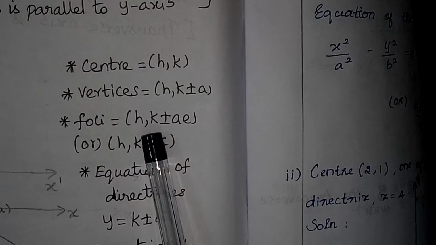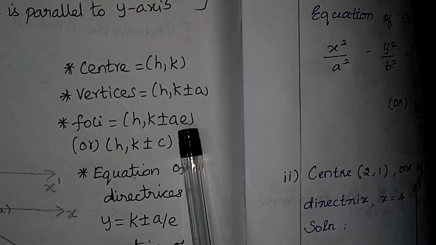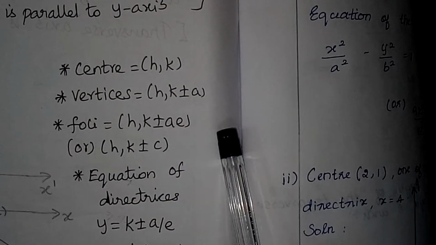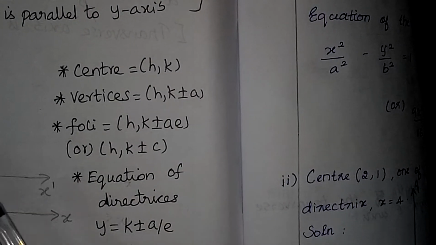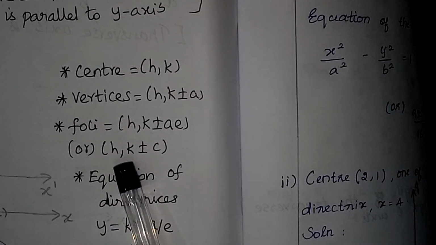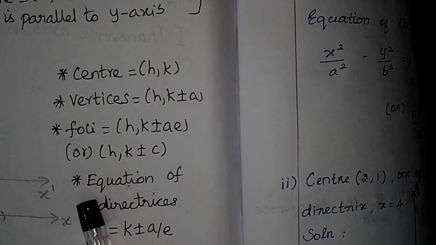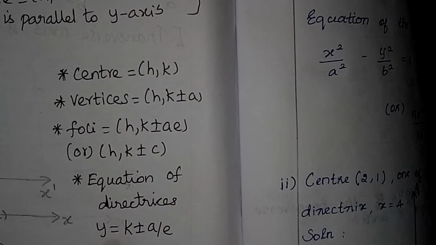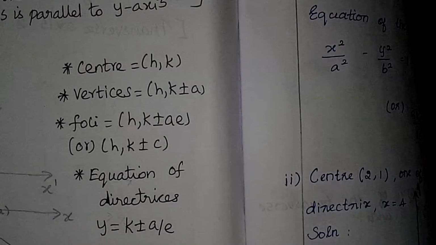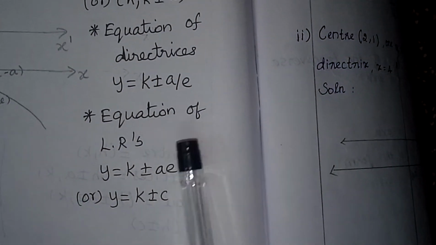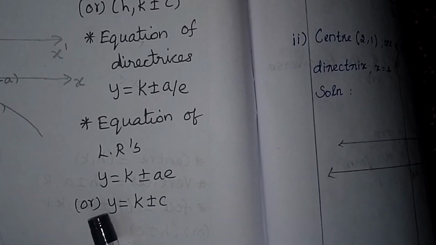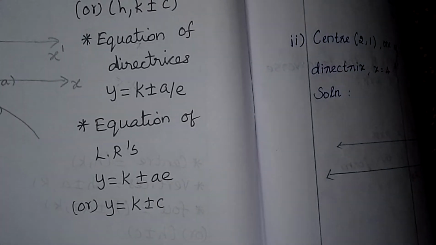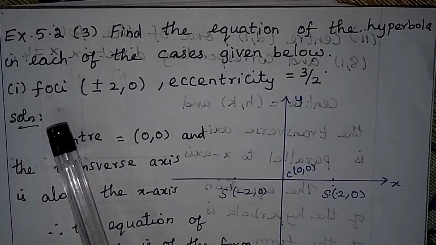Then the foci are (h, k plus or minus ae). Everything will be added along with the k value. First type means everything will be added along the h value, the x value. Or (h, k plus or minus c). Equation of directrices is y equal to k plus or minus a by e. Then equation of latus rectum is y equal to k plus or minus ae, or y equal to k plus or minus c.